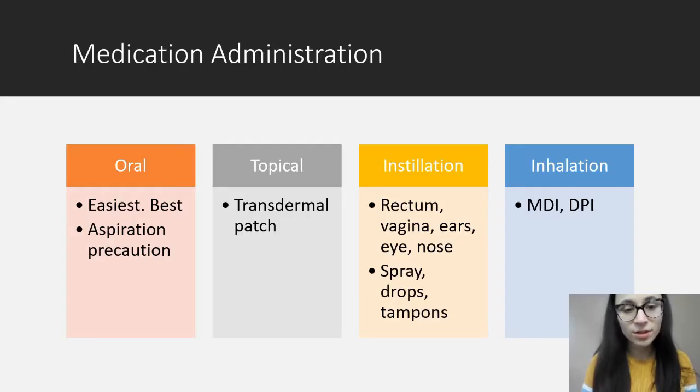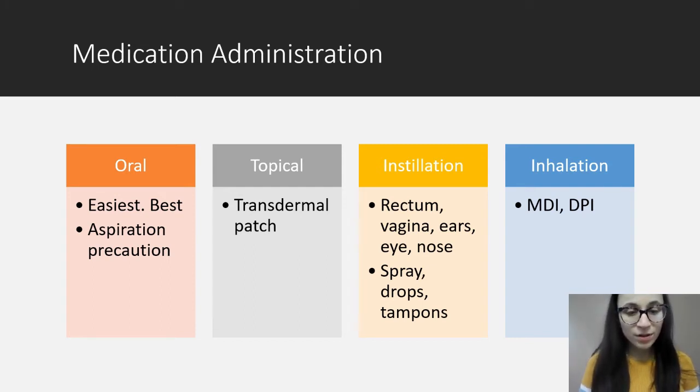Now we're going to be going on to medication administration. So we're going to be going over all different ways to give medication. So let's get started. Number one is oral. Oral is the easiest way to give it and it's the best way to give it, if appropriate. The one thing you want to watch out for in terms of doing oral medication is aspiration precautions. So if someone is at risk for aspirating, then we don't give this to them.